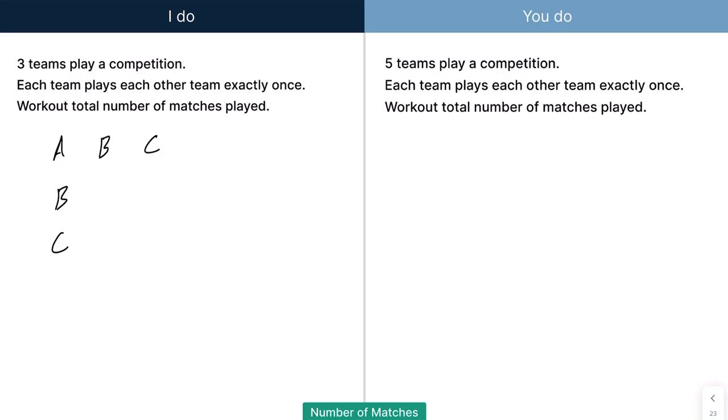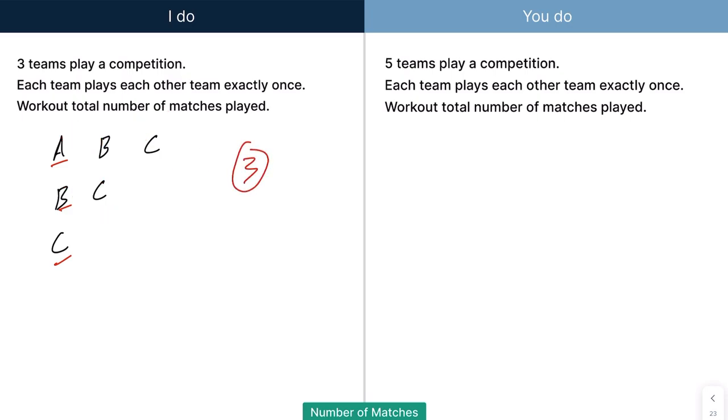Who has Team B not played? Well, Team B hasn't played C. And who has C not played here? Well, C's played A up here, and C's played B up here, so there's nothing left to go there. So altogether, how many matches are there? Well, there's 1, 2 there, and there's 1 here. So there's 3 matches altogether.